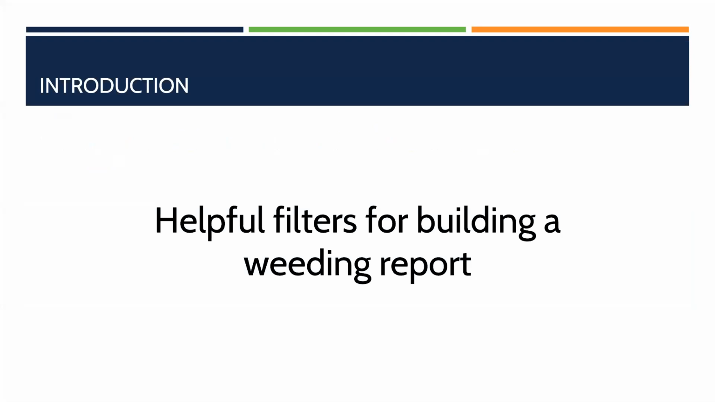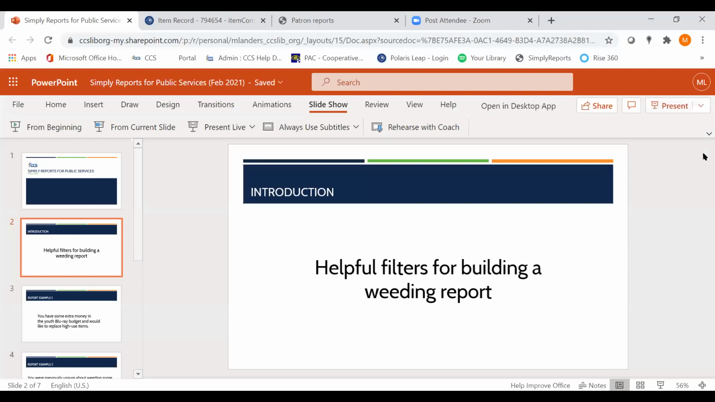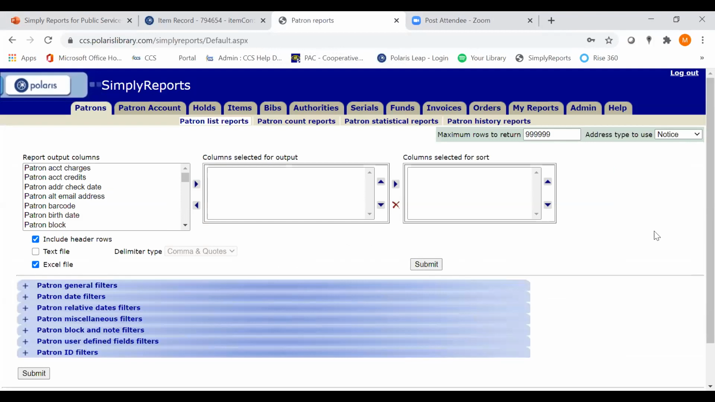I'm not starting exactly with a report prompt. I'm not going to build a specific report. But with a weeding report, there isn't going to be a single recommended way to build it because it's really going to differ based on your library. And it might change based on how your library divvies up collection duties or how they use certain fields in an item record. So instead, I just kind of want to talk through how certain filters will impact your report.